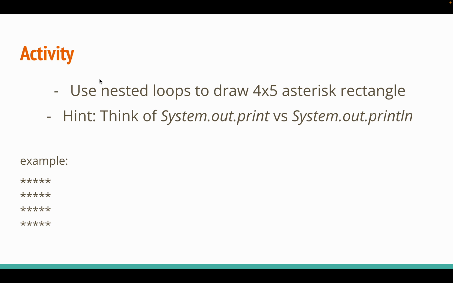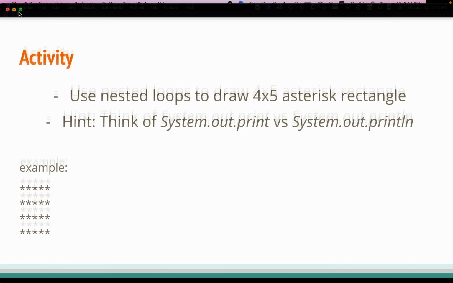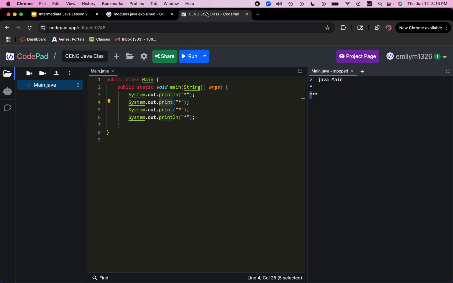So I want you to use nested loops to draw a 4x5 asterisk rectangle. Something to keep in mind is the difference between System.out.print and System.out.println, since this will be pretty useful to you. To show you the difference between them, I'll go ahead and run this code real quick to break down the difference. As you can see here, my first asterisk is using System.out.println.